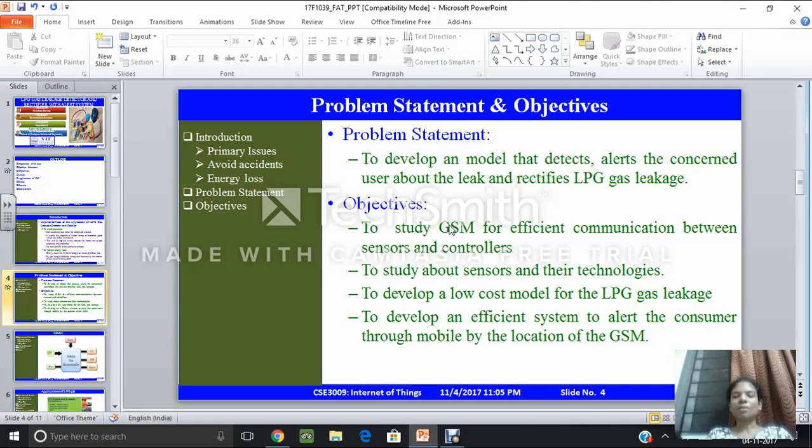These are the objectives of the system: to study effective communication between sensors and controllers, to study about sensors and their technologies, to develop a low cost model for the LPG gas leakage, and to develop an efficient system to alert the consumer through mobile.